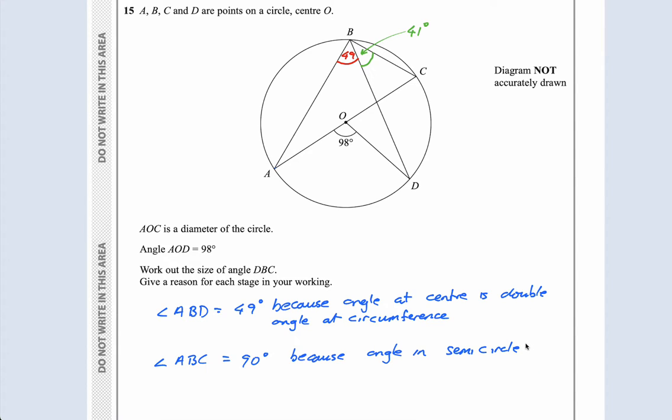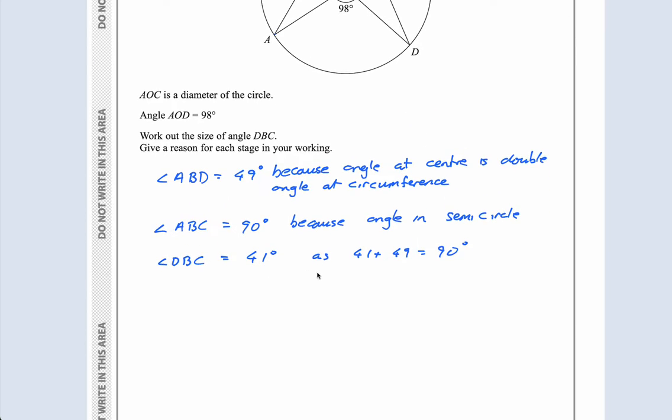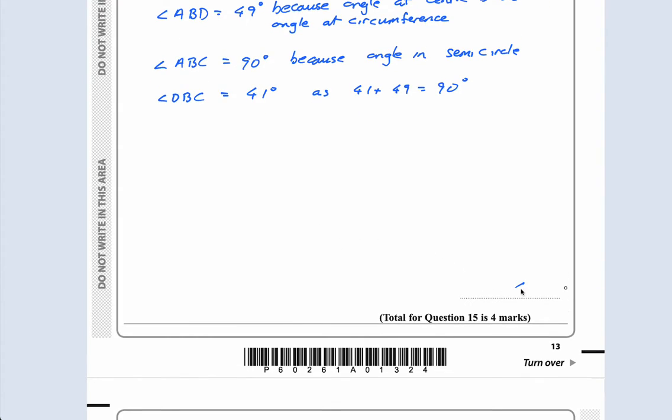And then I'm going to say angle DBC equals 41 degrees. And then I can just say because 41 plus 49 equals 90. So that's the answer, 41 degrees.